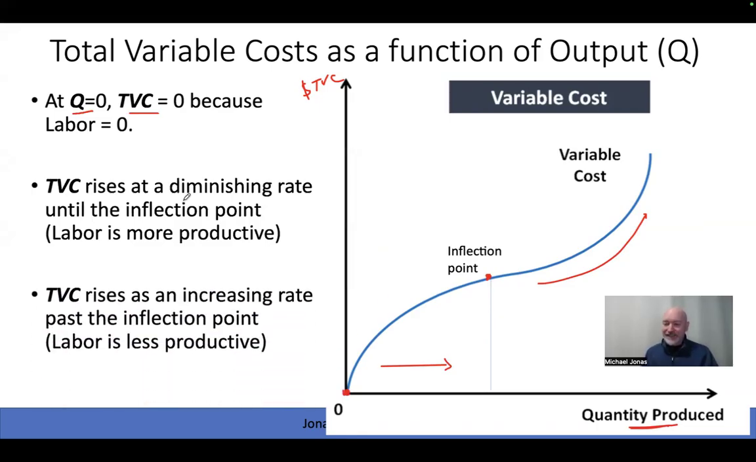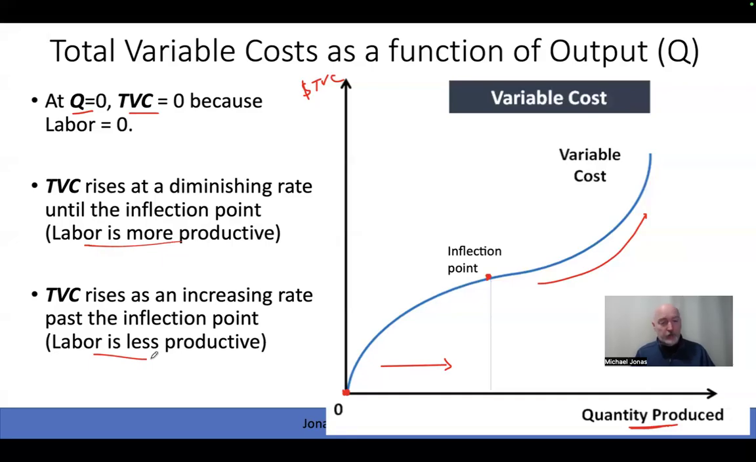So we don't see it directly here because it's output versus costs, but what's driving this behavior is diminishing returns. The law of diminishing returns to labor, the shape of the production function, directly translates into the shape of this cost curve. More productive labor, slower rise in costs, less productive labor, quicker rise in costs.